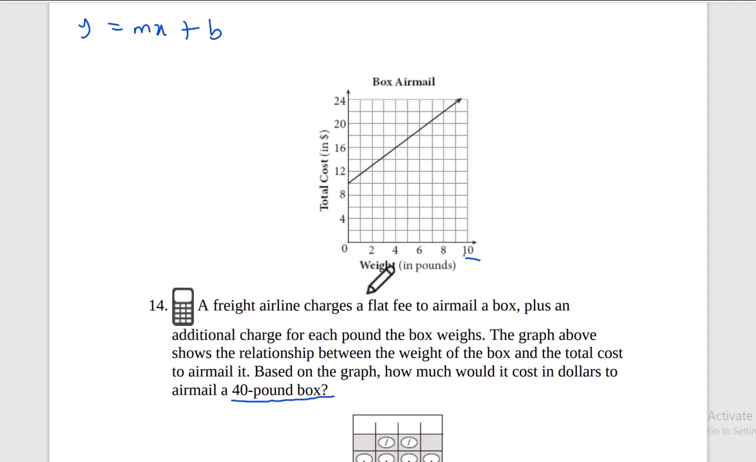And for you to be able to write the equation of a line, you need the slope and the intercept. Hope this works. Okay, just a moment.